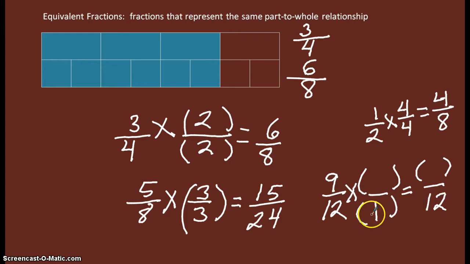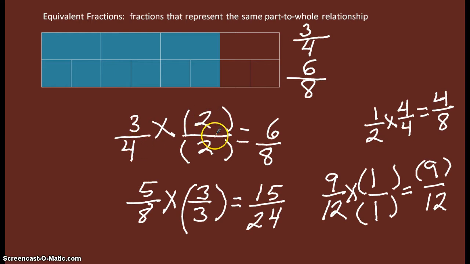And if that's so, whatever we multiply the denominator by, we have to multiply the numerator by, so that we're going to put a 1 here. And 9 times 1 gives us 9. So that is one way of looking at equivalent fractions. Equivalent fractions are fractions that represent the same part-to-whole relationship. To get an equivalent fraction, you multiply the numerator and denominator by the same number.